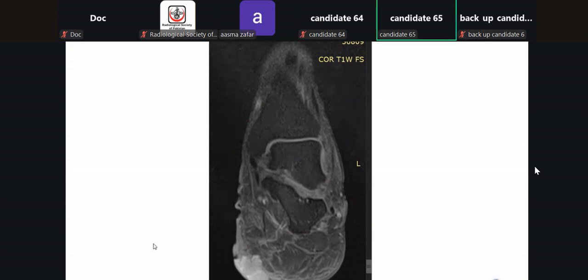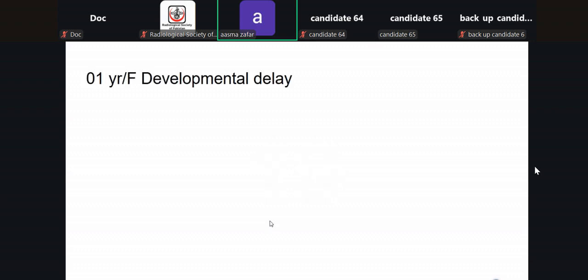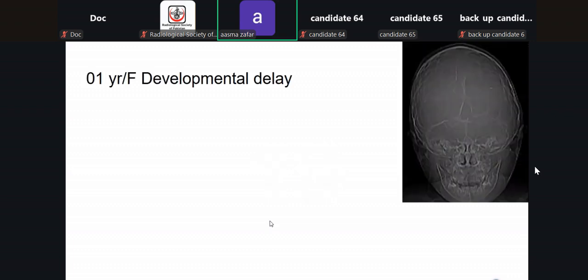What is this? Coronal T1 weighted fat set image. And there's abnormal signal intensity area. What is this part of the body? Ma'am, calcaneum, dorsal. Okay. I am sorry we have to rush, but you have reached there almost.